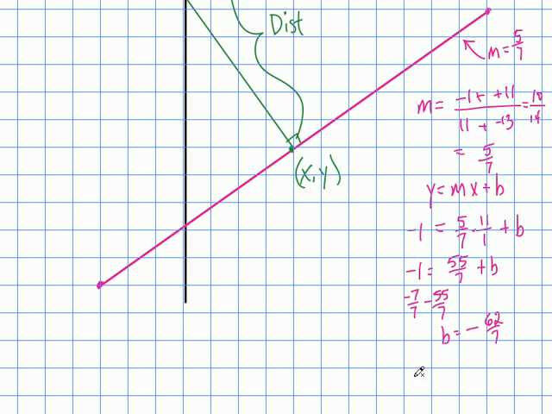So that's the y-intercept. So what's the equation of this nice purple line right here? Y equals what? 5/7 x, what? Minus 62/7. What do I do with that equation? Put it in a box for safekeeping. Okay? We're going to come back to it in just a few minutes.